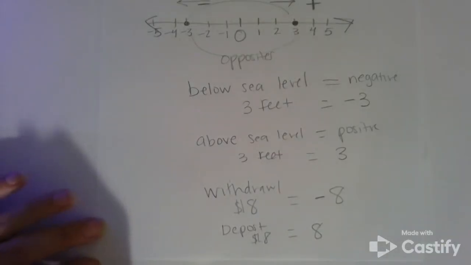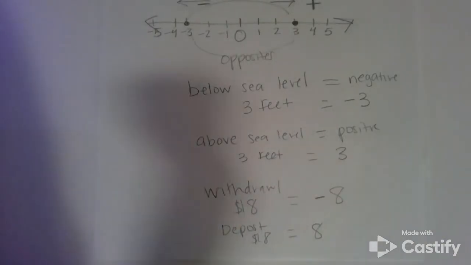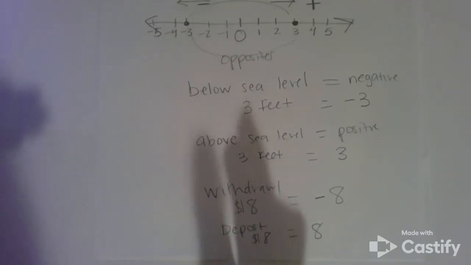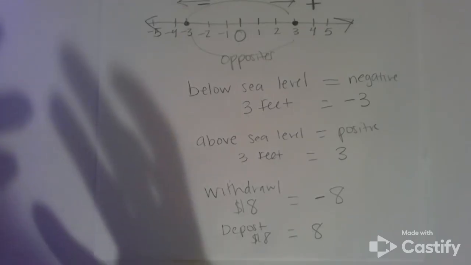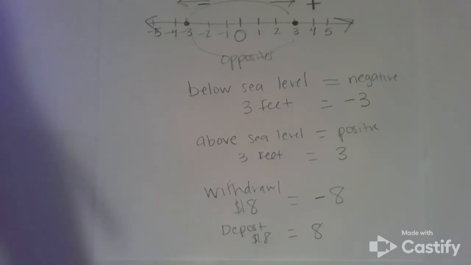Another example is below 0, above 0, a loss or a gain. So when we're thinking about negative in the real world, we're thinking about anything that shows some sort of loss or something that is below 0, that is less than 0.